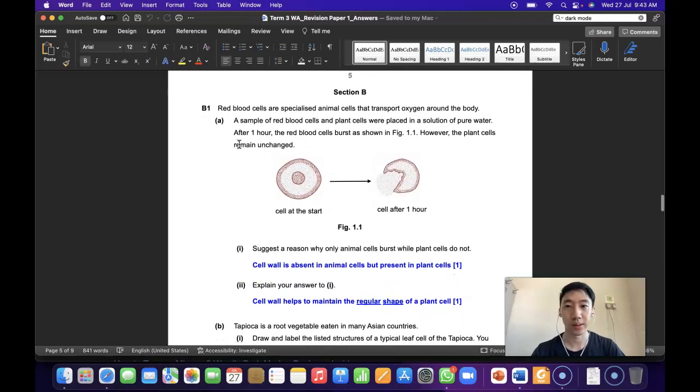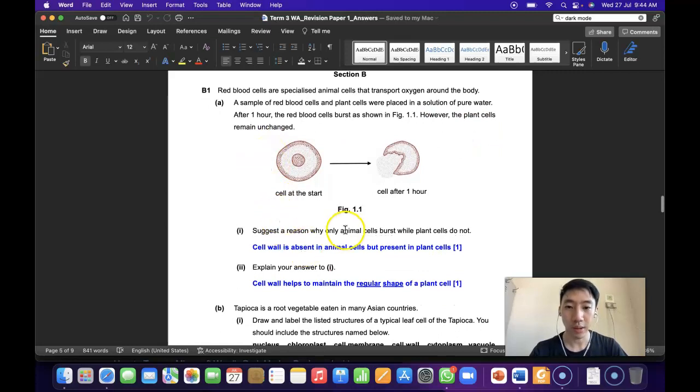Okay, let's move on to section B. In section B, this is a little something from Sec 2 called osmosis. For now, you can just copy the answers. When a sample of red blood cell and plant cell was placed in pure water, the red blood cell bursts. However, the plant cell remained unchanged. So why did the animal cell burst but the plant cell did not burst?